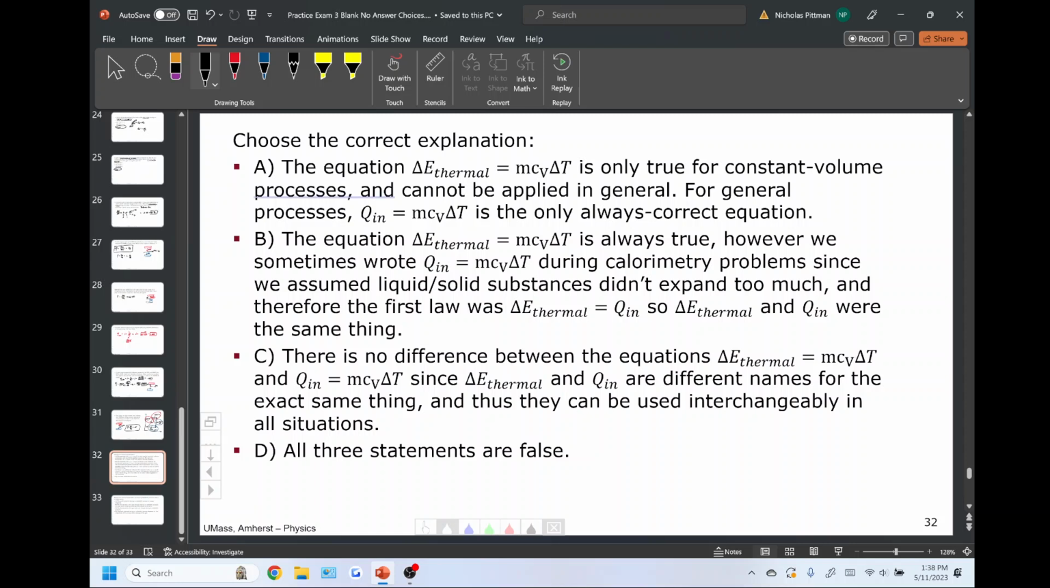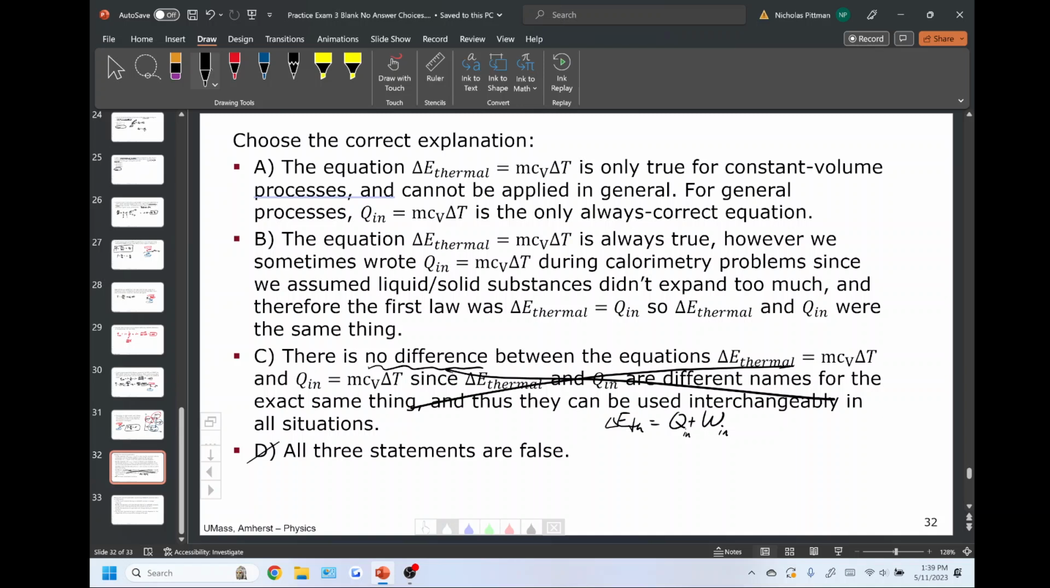Okay, and I added these sort of last second because I thought it was important to remember. Let's see, we can kind of weed through them. I'll just tell you right now, choice D is not going to be it because one will turn out to be true. Choice C, this statement that there's no difference is absolutely wrong. E thermal and Q in are not the same thing. For solid objects, they might turn out to be, but for gases, you have the first law: delta E thermal is Q plus work. So they're only the same when work is 0. In general, they are not the same thing.